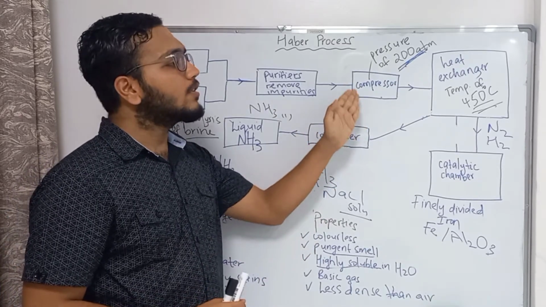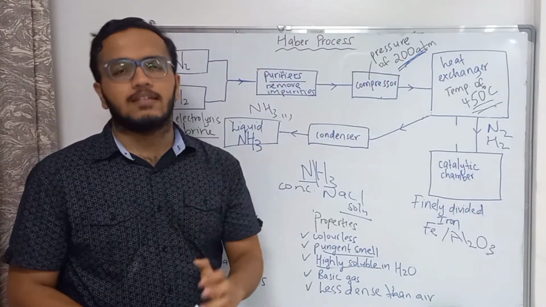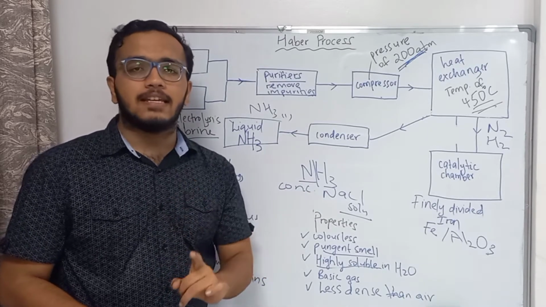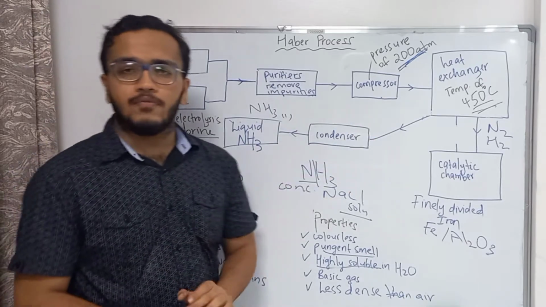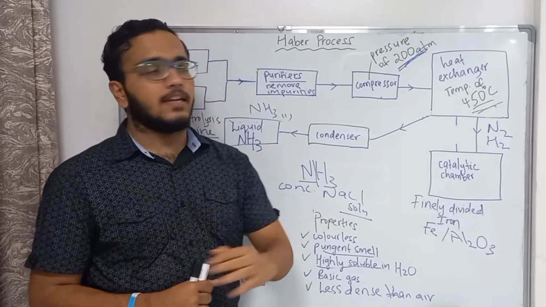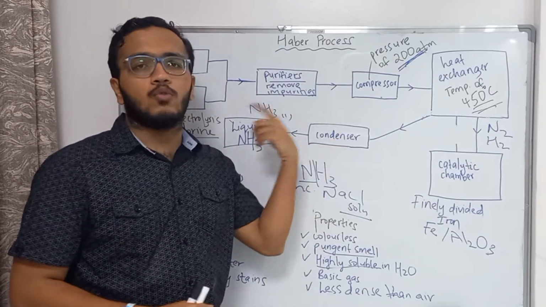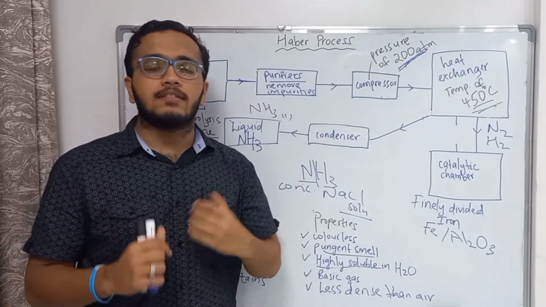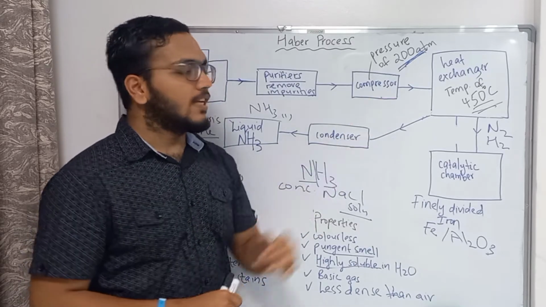From the compressor, the nitrogen and hydrogen are going into the heat exchanger. What is the condition in the heat exchanger? Temperature of 450 degrees Celsius, just like we saw in the contact process. What are the roles of the heat exchanger? Let us mention them again. The first one is to preheat the incoming gases. In this case, the incoming gases are nitrogen and hydrogen. The second one is to cool outgoing gases. What will be the outgoing gas? Ammonia gas. And it gives the necessary temperature required to maintain the reaction. Okay, that's the role of the heat exchanger.